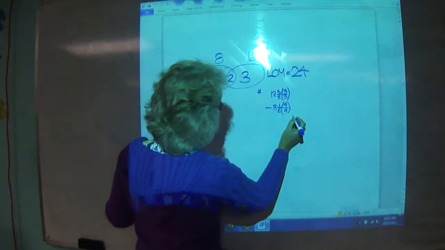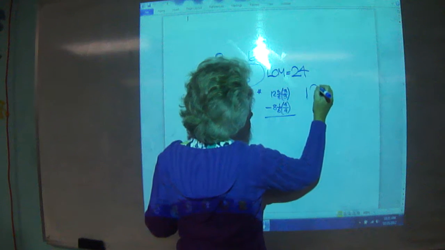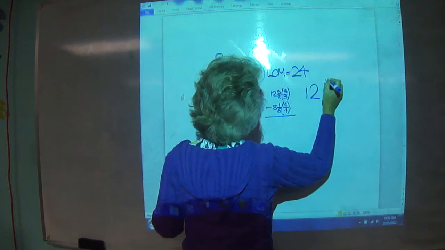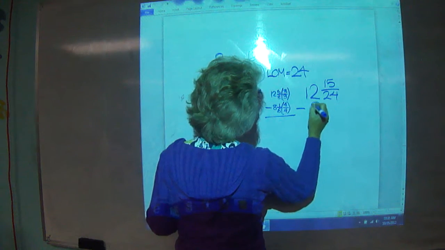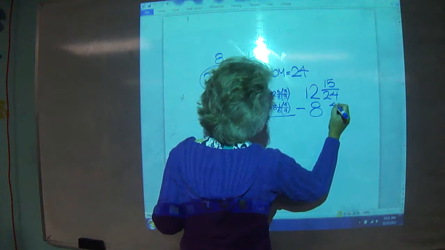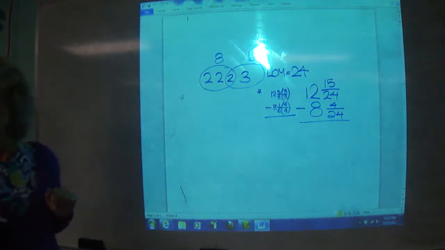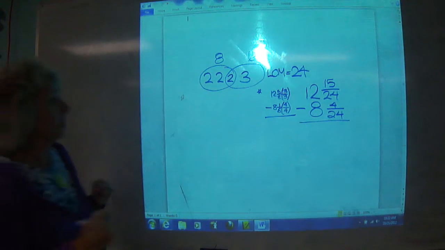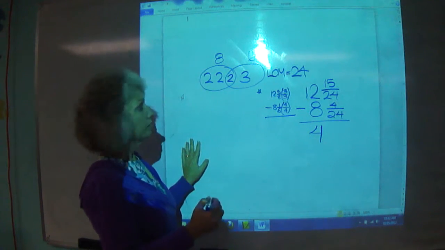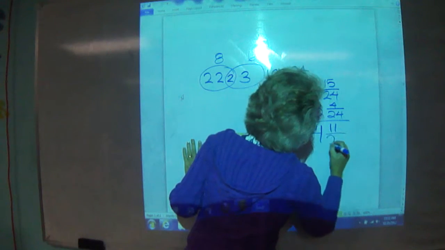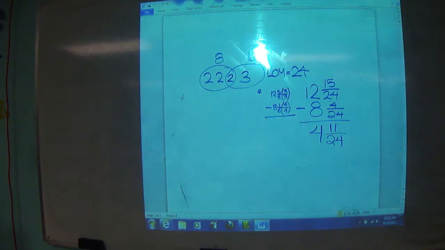All right, so I've got 12 and 5/8. And so right here, I'm going to rewrite it. 12, 5 times 3 is 15, 24ths, minus 8 and 4 24ths. So what's 12 minus 8? 4. What's 15 minus 4? 11. 11 24ths. And you're done. I'll find one on another page where you borrow.